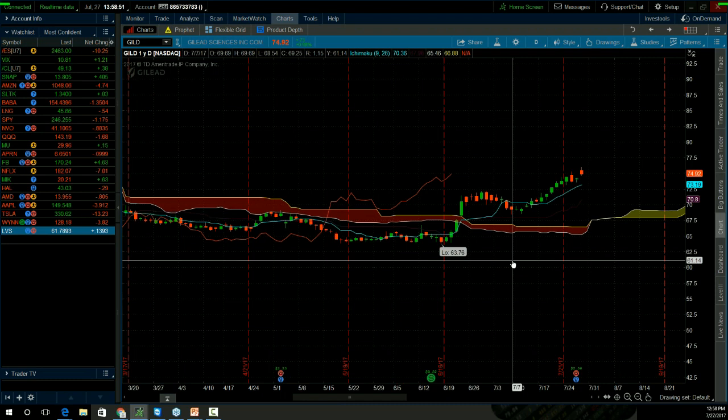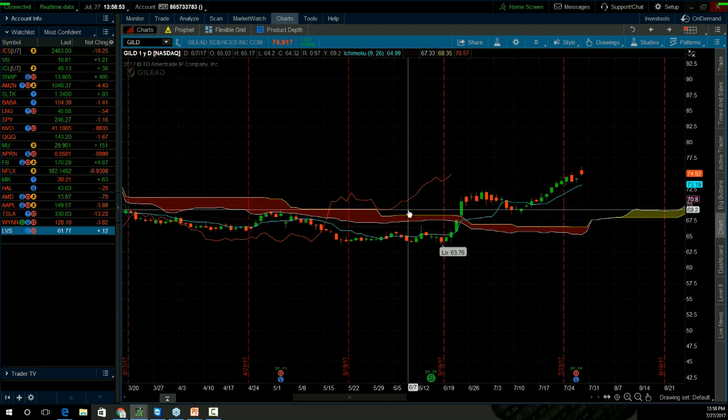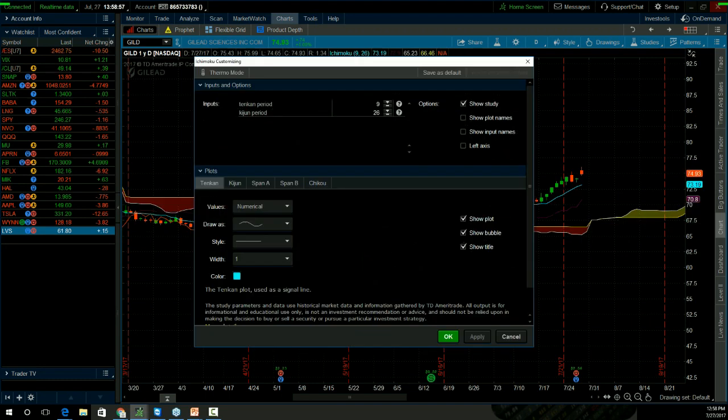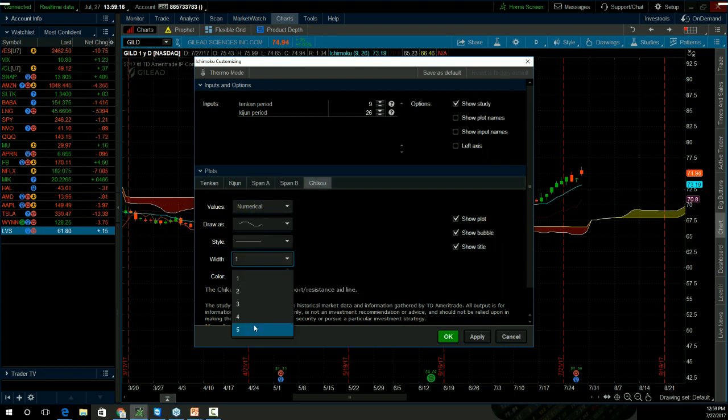So what I want to do here is double click anywhere on the chart. We have a width setting down here, and I like my width to be really wide. So I'm going to make all my widths like 5. So I go in here, and let's just go across the board and make them all 5. So 5, 5, 5, 5, and 5.